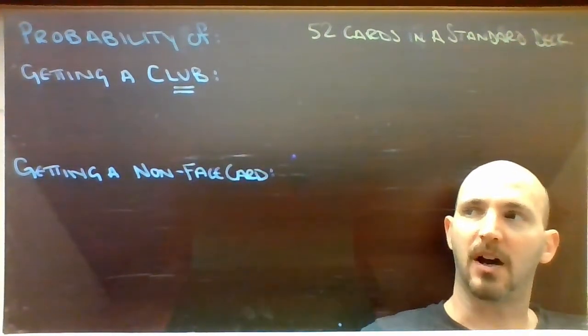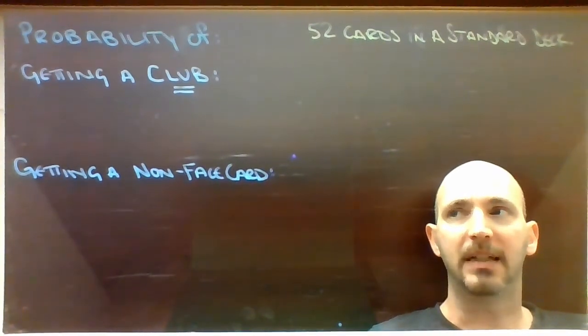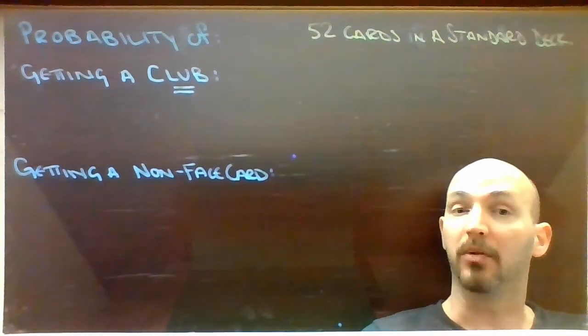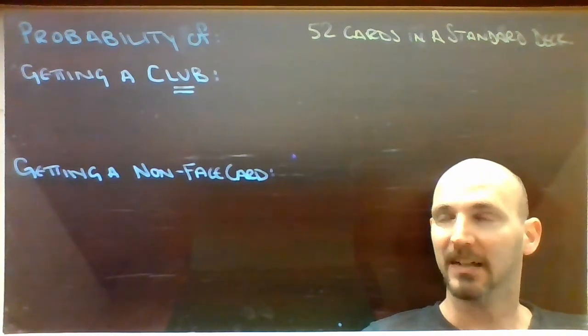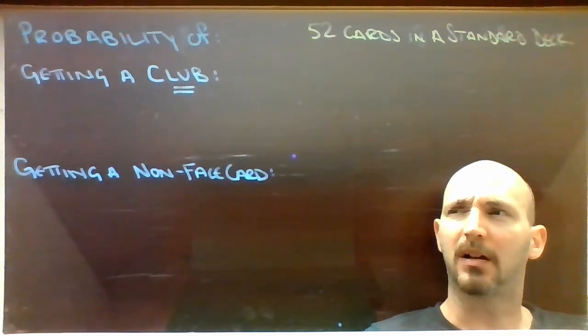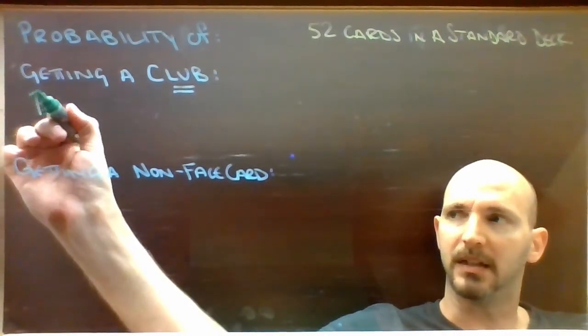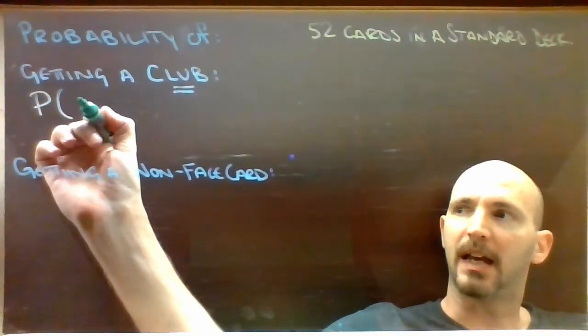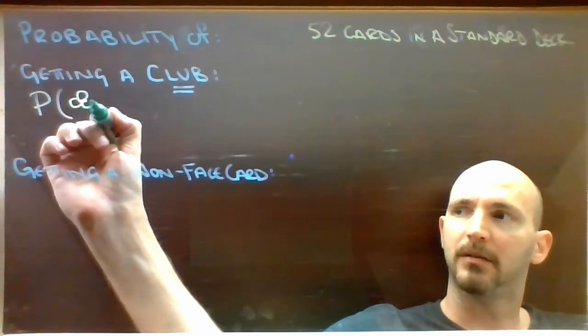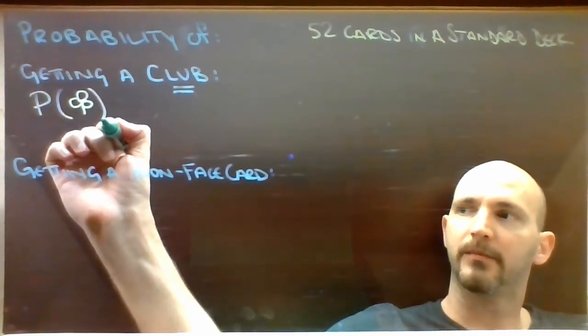So to start off, I want to know the probability of getting a club, or more appropriately known as the suit of destiny. So if we were to do a probability of getting a club, I would write that this way. The probability of getting clubs is.